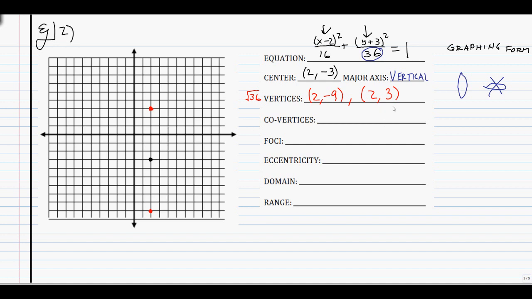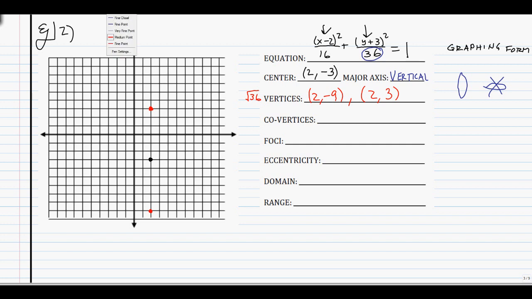So how is that different? Before, because the x was our bigger denominator in the first example, our vertices were side to side, the 2 points on the edge left and right. Since our major axis now is vertical, though, we look in the y direction, and so our vertices are the high and low points.